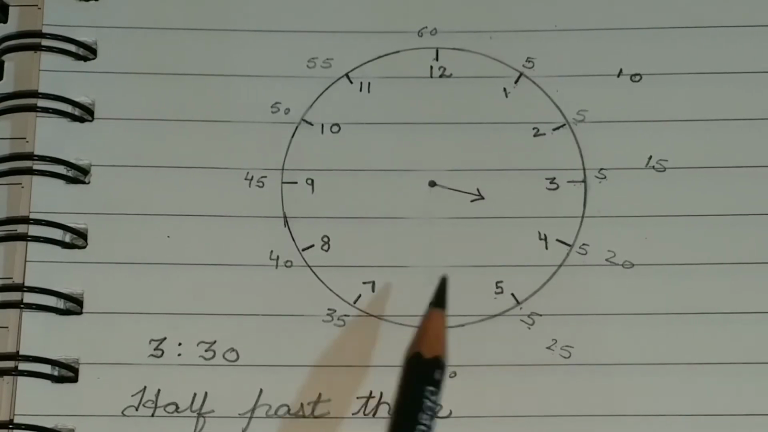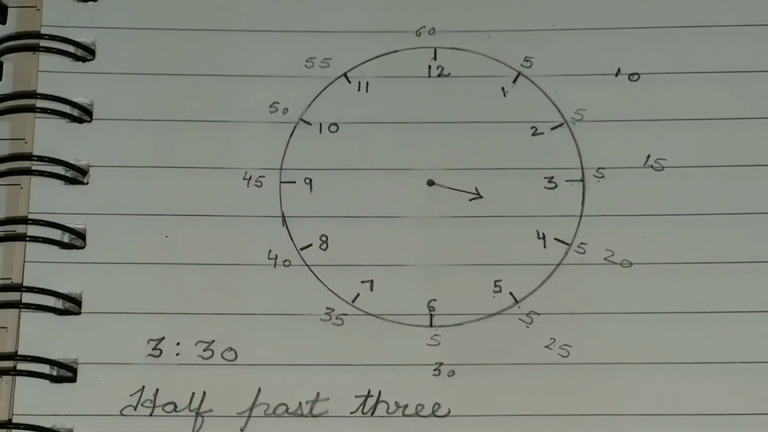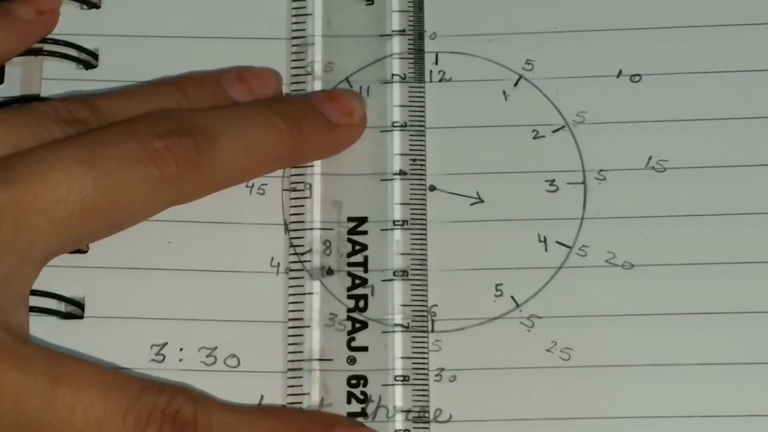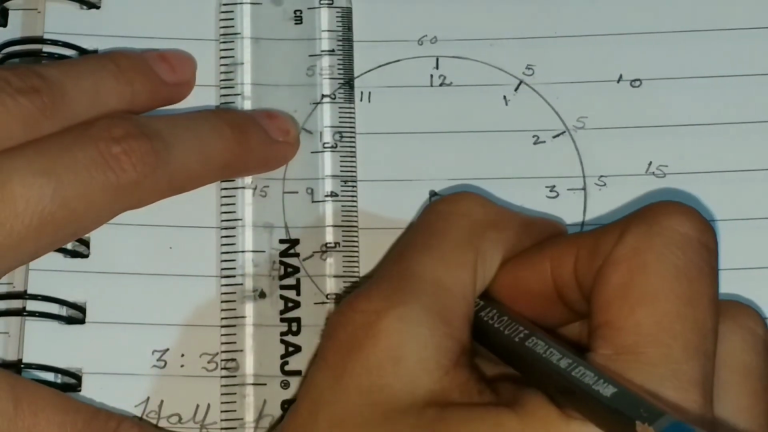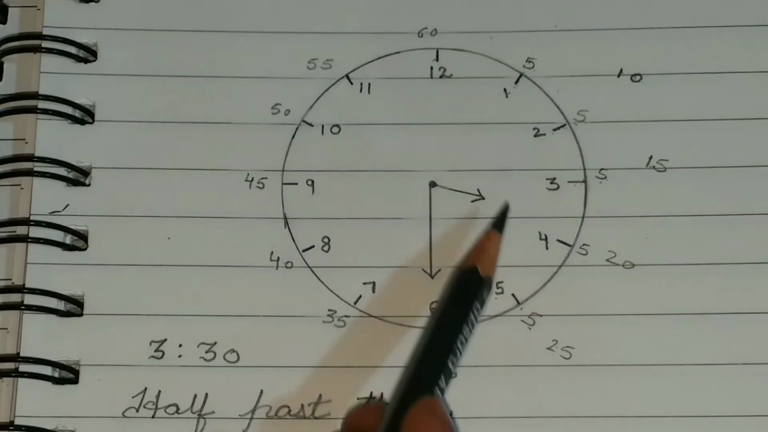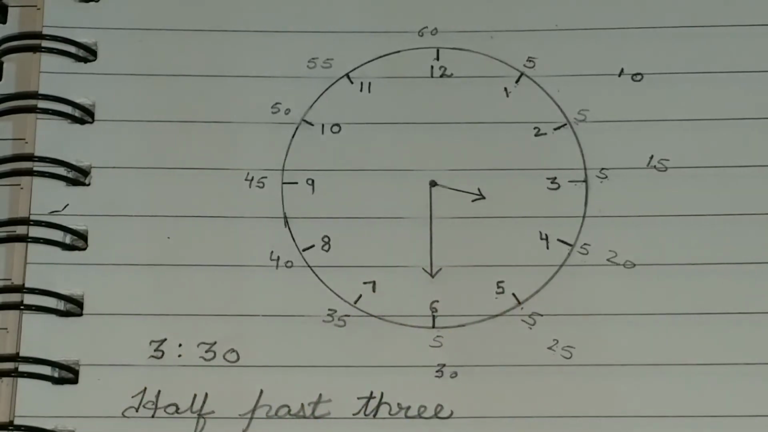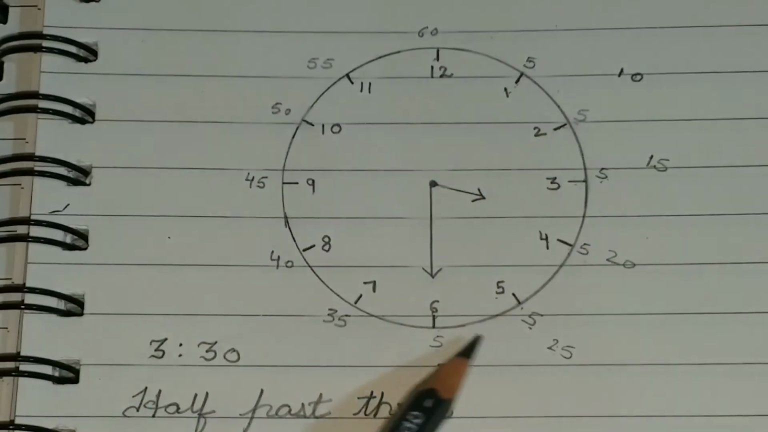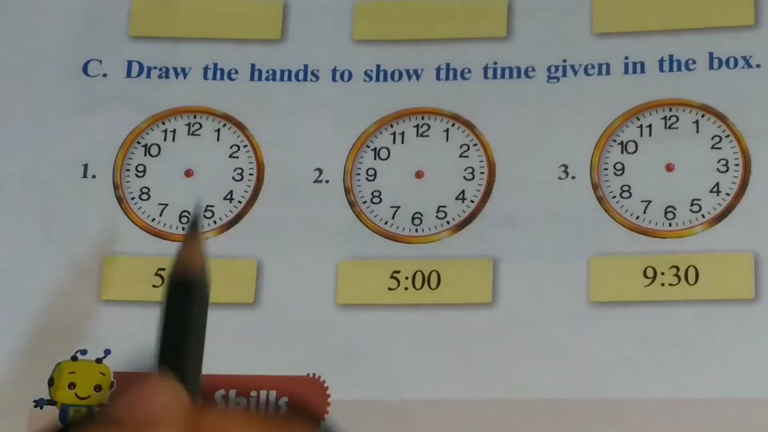Okay, so you are going to draw the minute hand pointing towards 6 like this. So in this way you have to draw the minute hand which is going to point towards 6. Okay, so the time 3:30 is now shown on the clock. And children, I have written all these numbers outside the clock for explanation, but you don't have to write all this. Okay?